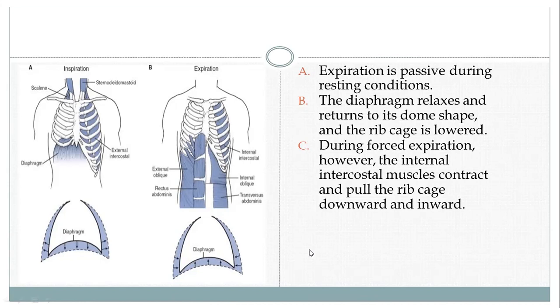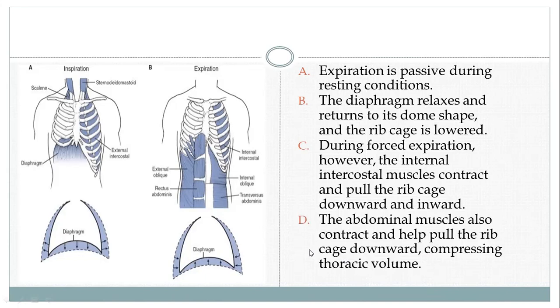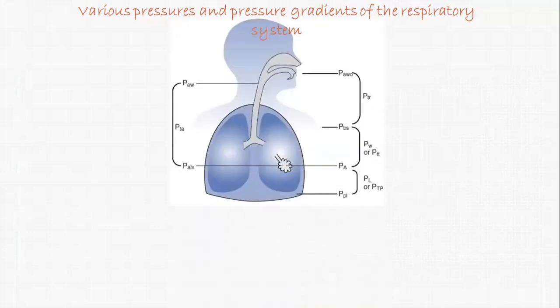During forced expiration, sometimes it requires the assistance of other muscles, that is, the internal intercostal muscles, which contract and pull the rib cage downwards and inwards, so that there is again more decrease in the diameter. The abdominal muscles also contract and help in pulling the rib cage downwards, compressing the thoracic volume and thus helping in the process of expiration. So this is how the mechanics of muscle activity will be creating the pressure gradient.